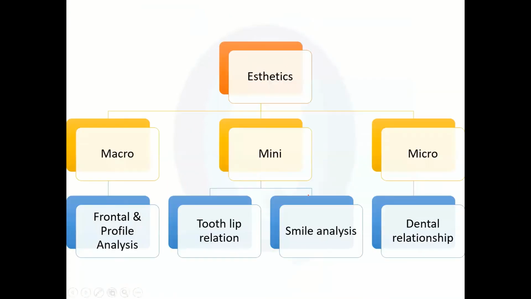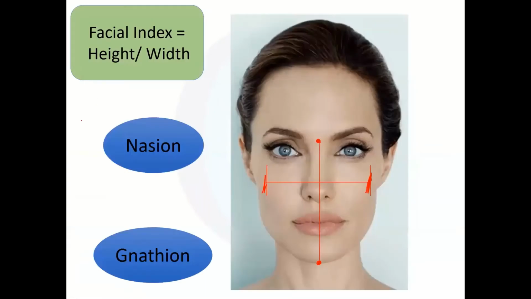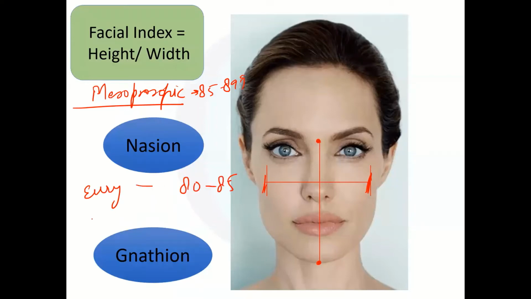Now, in that also there are meso types. You need to remember the normal value. Normal is called prosopic, so mesoprosopic, which is 85 to 89.9, again 85 to 90. Euryprosopic would be 80 to 85, and leptoprosopic would be 90 to 95. Leptoprosopic is a longer face, and euryprosopic is a shorter, broad face.